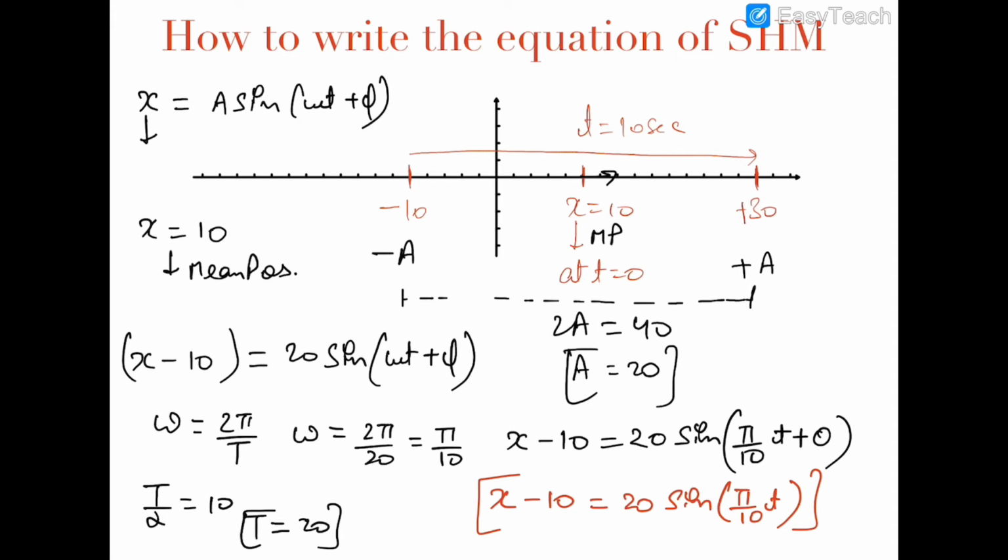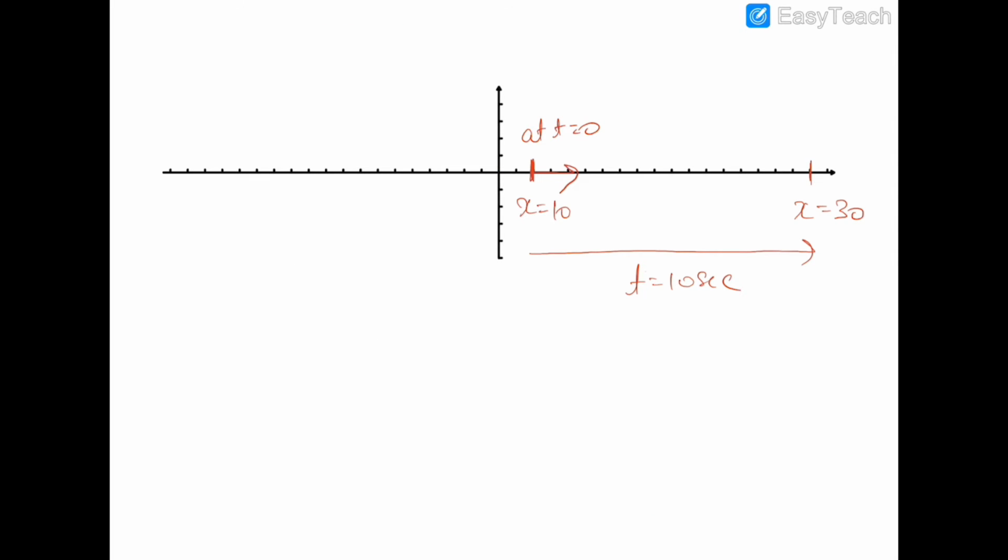Now let's move forward to the next question. In this case, you can see that the particle is performing SHM between x is equal to 10 and x is equal to 30.